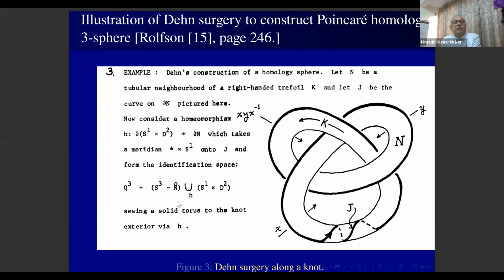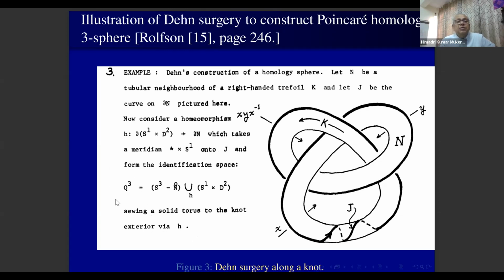And then you define a quotient space, the union of this one and S3 minus N0. S3 minus N0 means you drill out this, and whatever is left inside S3 is S3 minus N0. So take S3 minus N0 and this solid cylinder and attach it along this homeomorphism, gluing a solid torus to the knot exterior via H. Okay, so this manifold is the result of Dehn surgery.